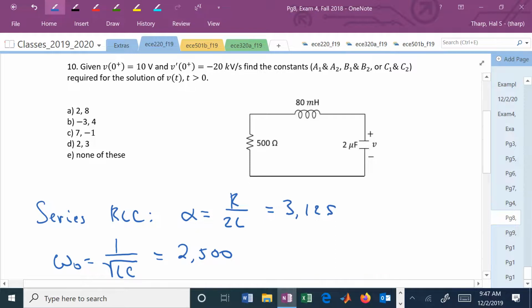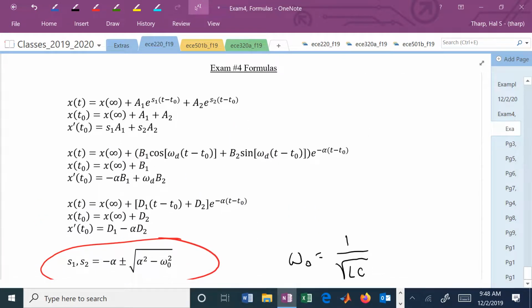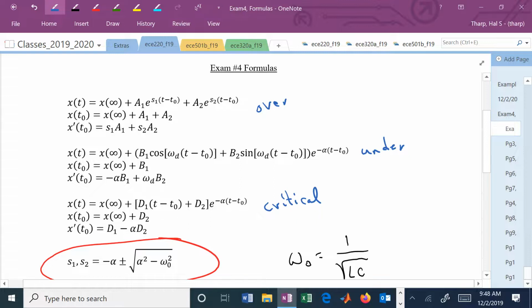What kind of circuit behavior do you have just based on those two numbers? It's overdamped. Alpha is bigger than omega naught. Which of these are we playing with? A, B, or D? When you first come in, if it's not all that obvious to you, just write down, oh, this is over, under, and critical. And hopefully none of us will be critical at the end of the exam. We're now overdamped. We're looking for A's.